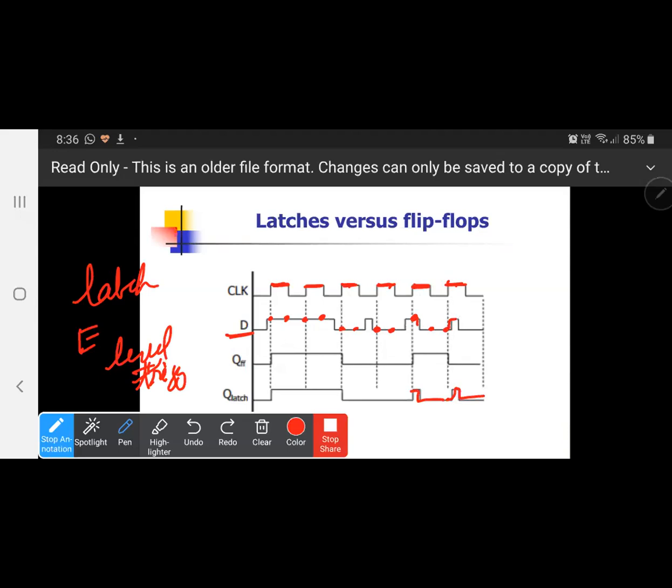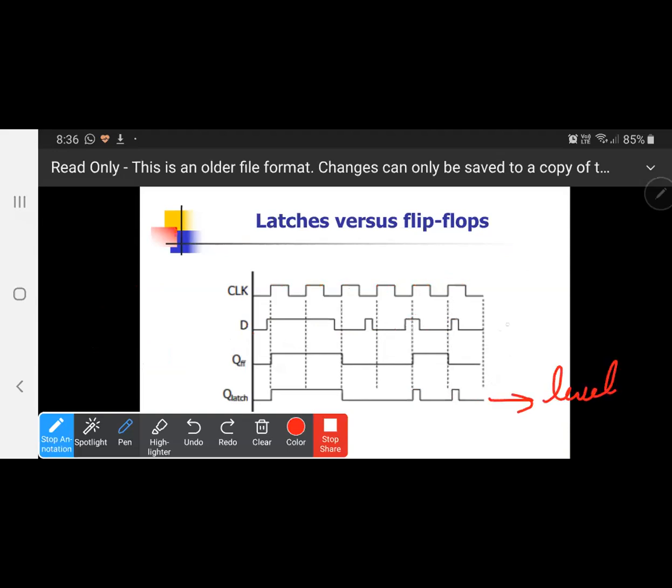Yes, now it's clear. Okay. So it is very important to understand the difference between latches and flip-flops. Latches work with level triggering, and flip-flops work with the edges, the instant. At that instant, at the edge, what is the value you need to check? Clear, girls?